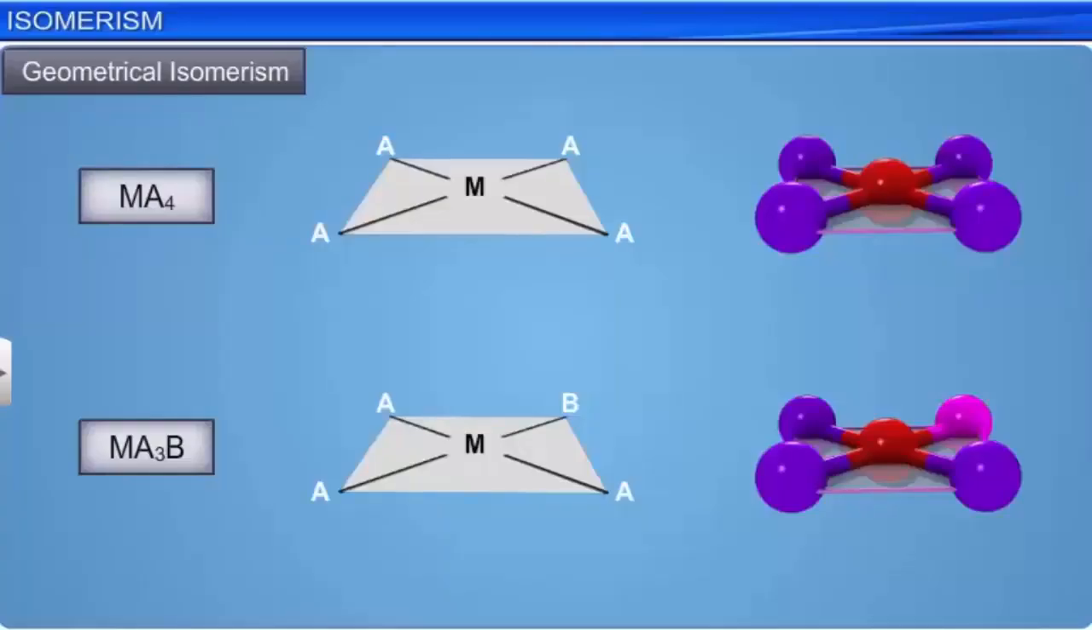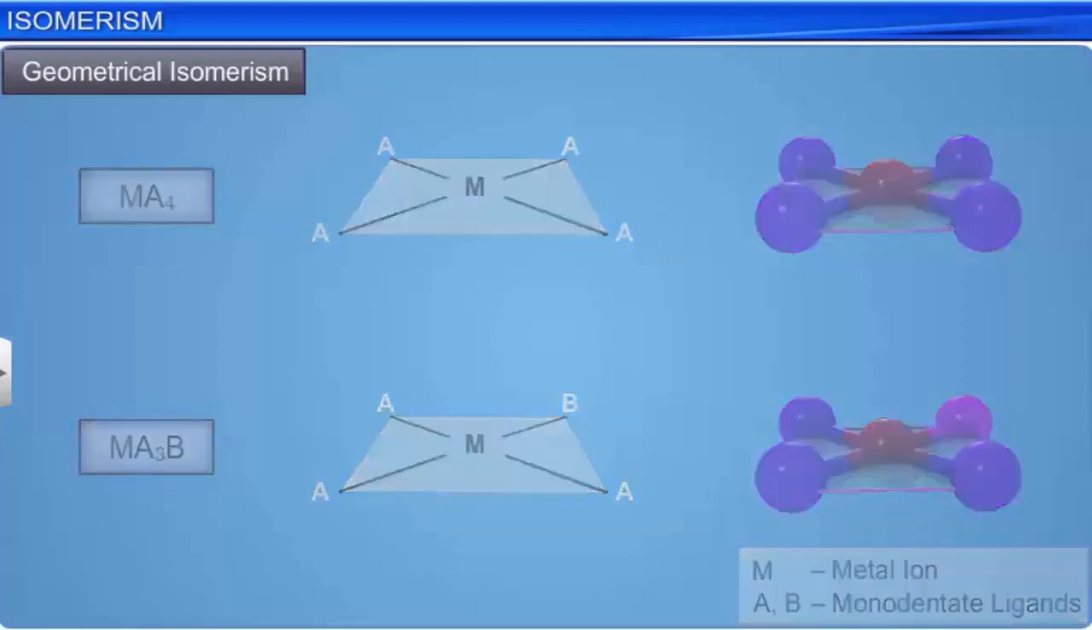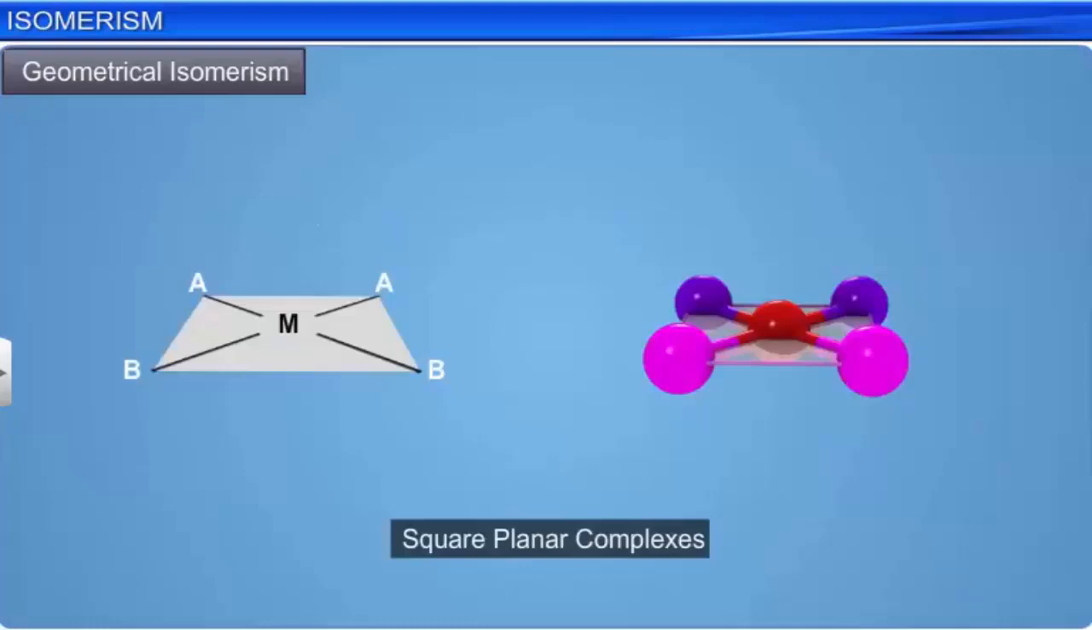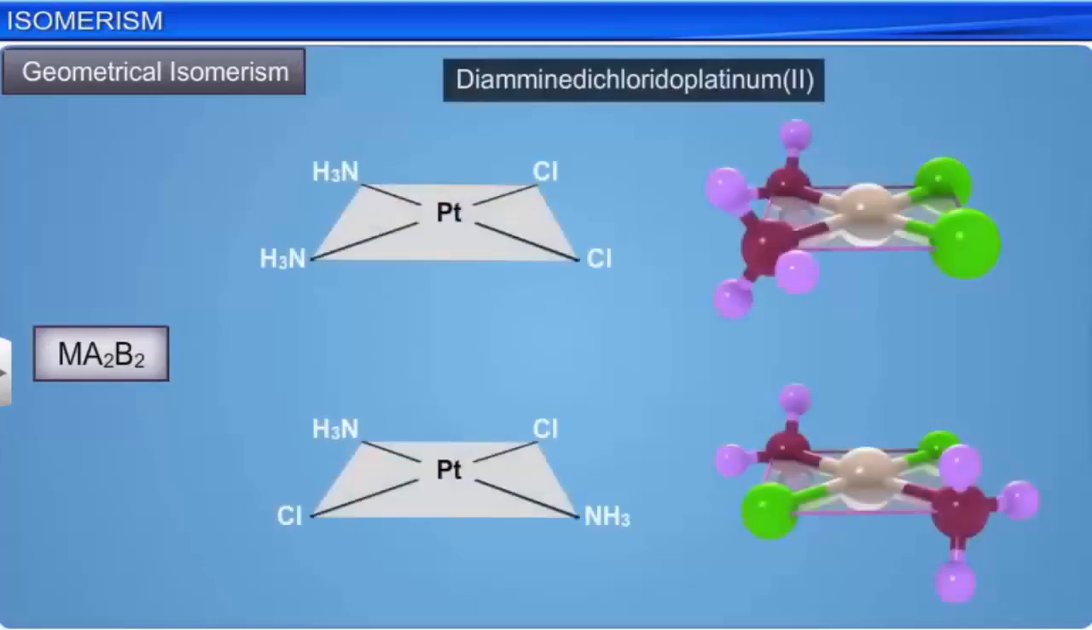In square planar complexes, compounds with the general formula Ma4 and Ma3b do not show geometrical isomerism. Here, M is a metal ion, while a and b are monodentate ligands. The square planar complexes shown here usually show cis-trans isomerism. The first complex is of the type Ma2b2. The best example of this type is diamminedichloridoplatinum(II). Both cis and trans isomers of this complex are shown here.